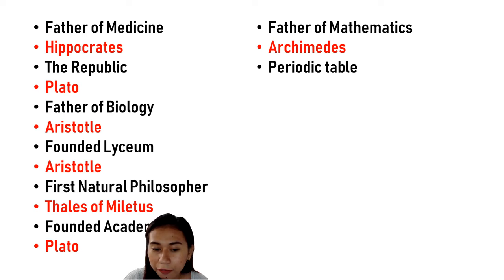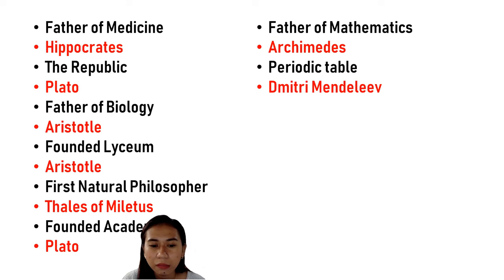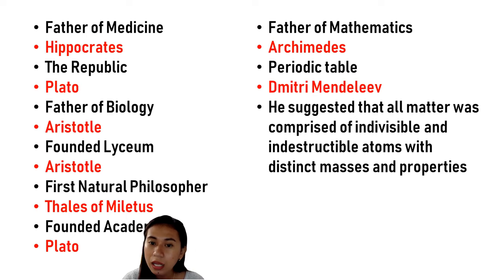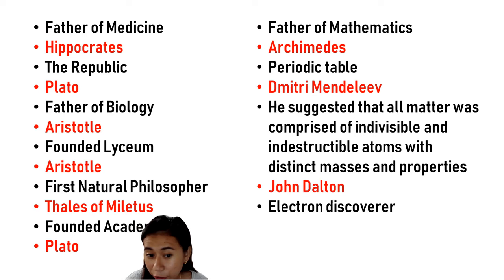Who is credited for the invention of the periodic table? What he made became the framework for our modern periodic table today. Of course, that's Dmitri Mendeleev, Russian. Then, who suggested that all matter was comprised of indivisible and indestructible atoms with distinct masses and properties? The billiard ball model, or the solid sphere model, that's John Dalton.